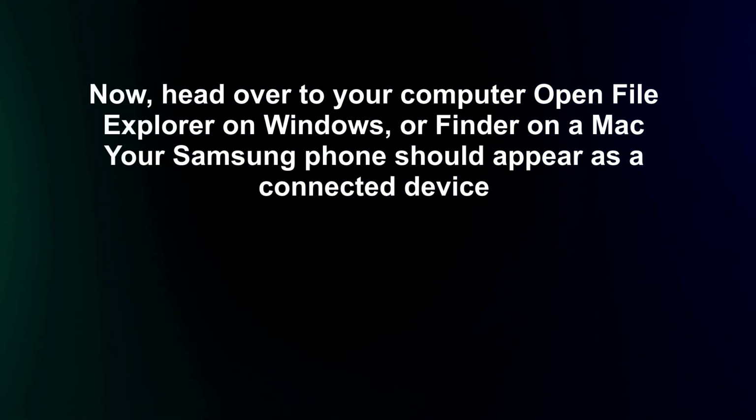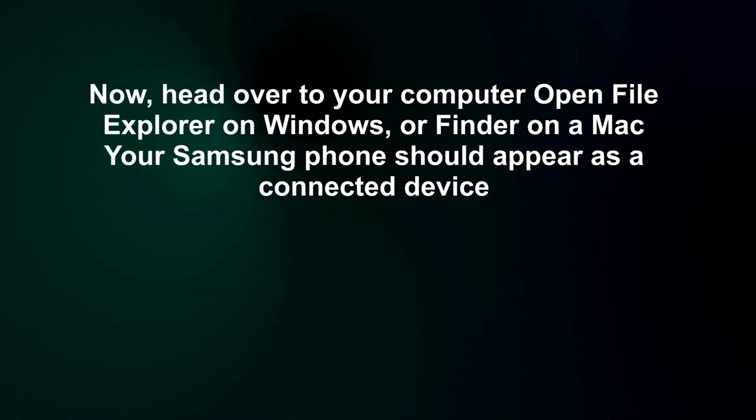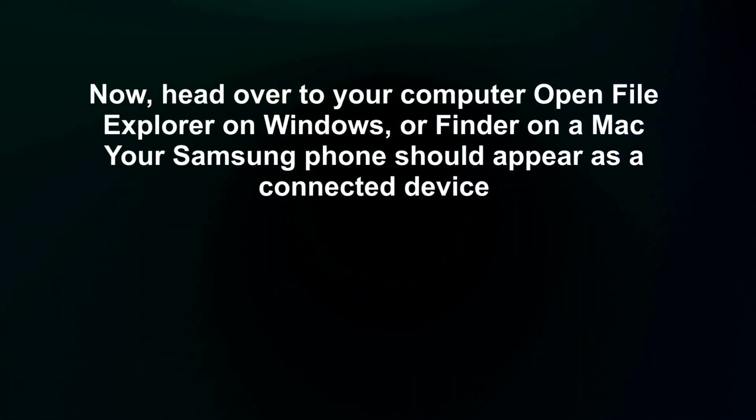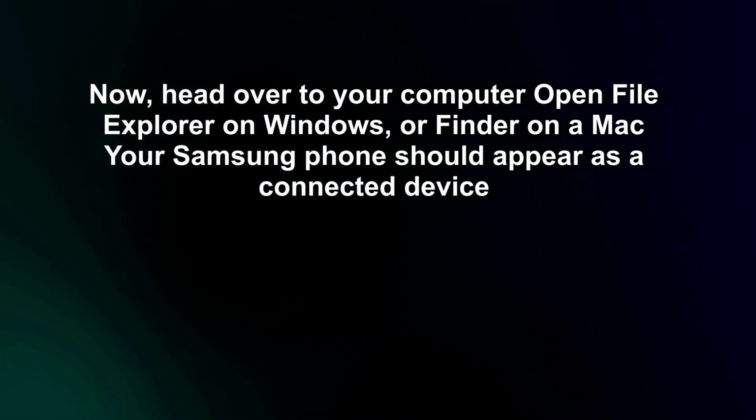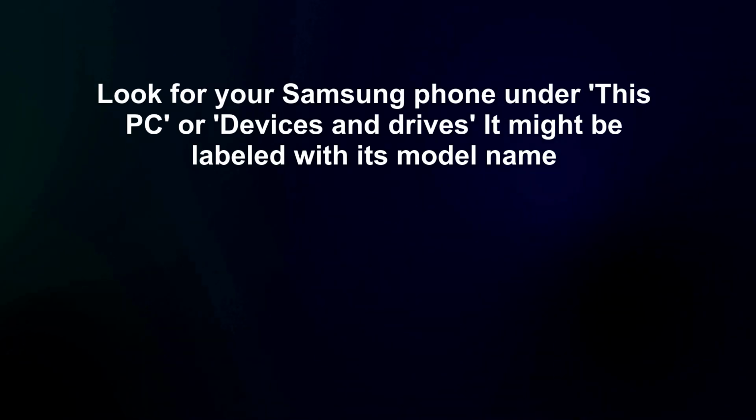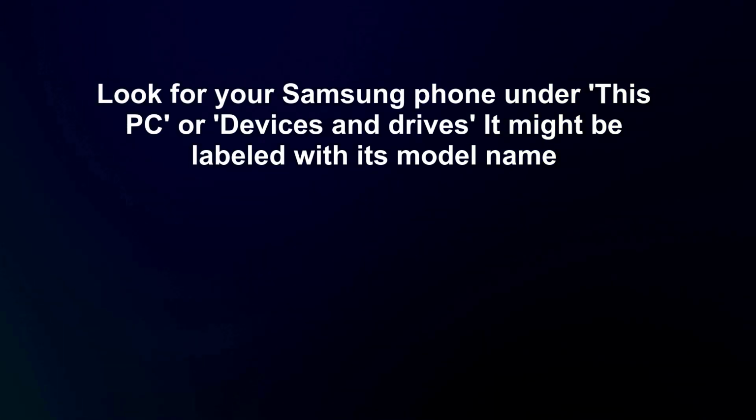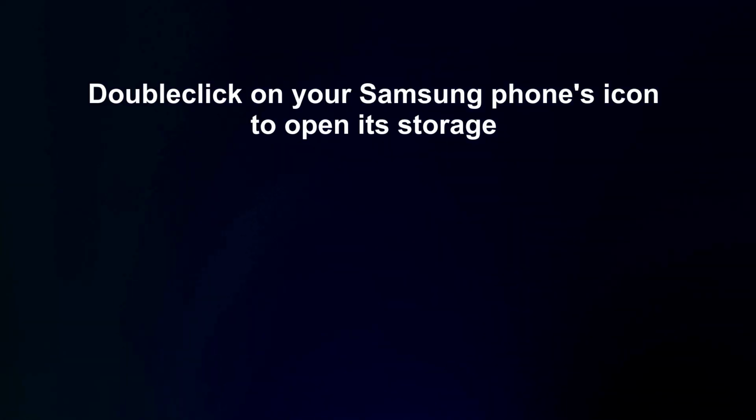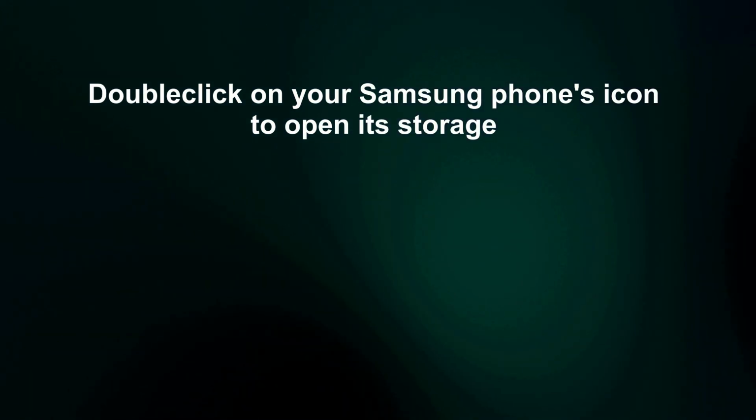Now, head over to your computer. Open File Explorer on Windows or Finder on a Mac. Your Samsung phone should appear as a connected device. Look for your Samsung phone under This PC or devices and drives. It might be labeled with its model name. Double-click on your Samsung phone's icon to open its storage.